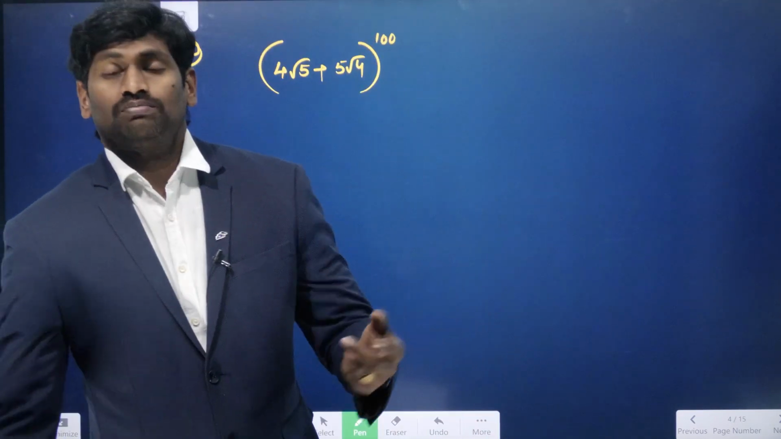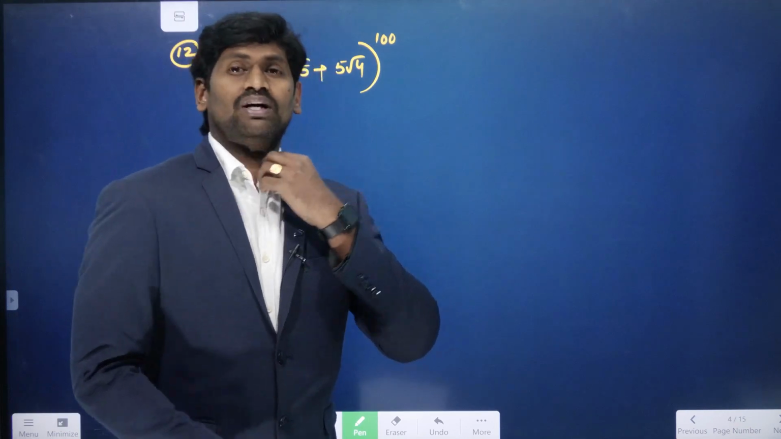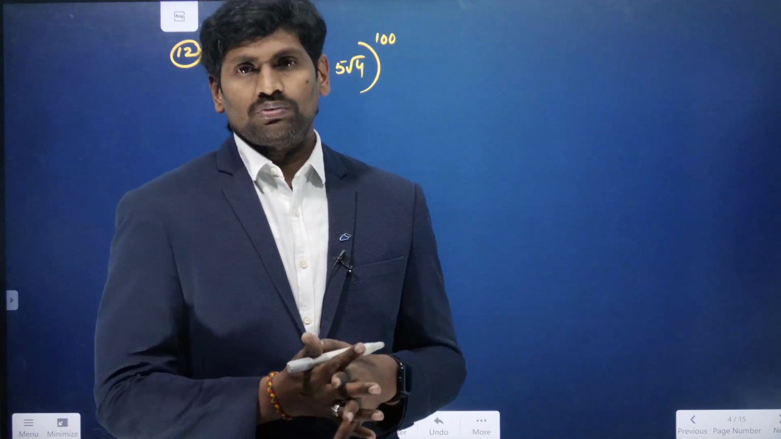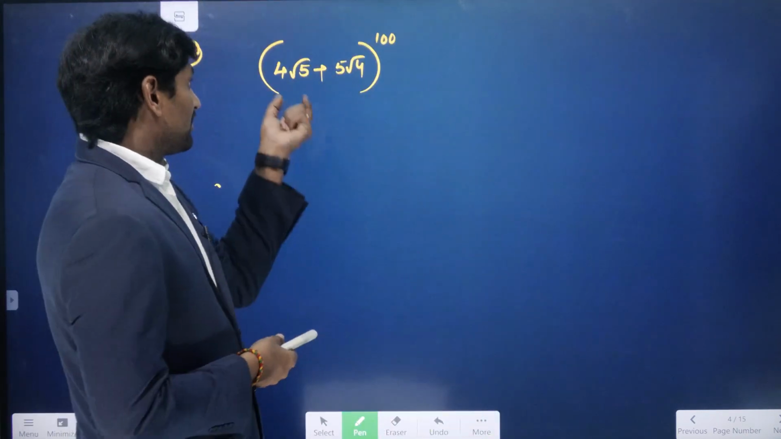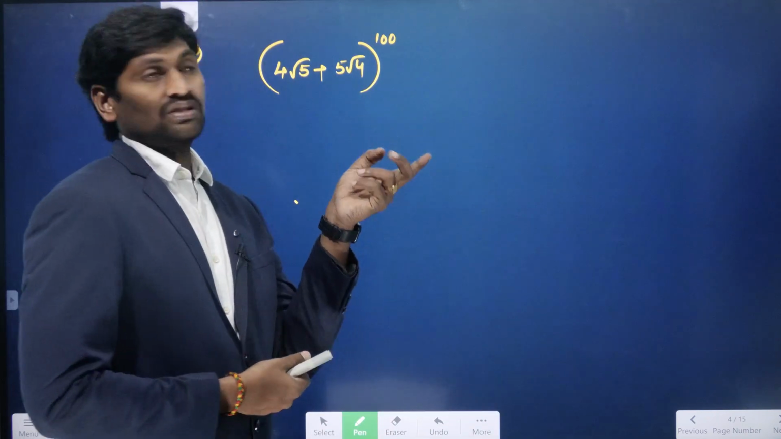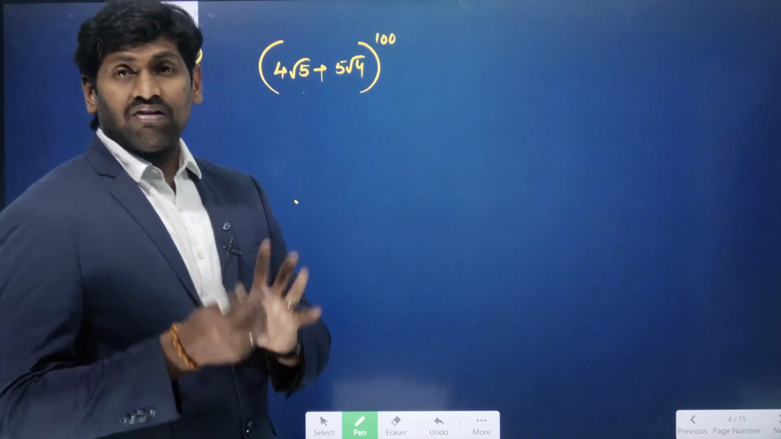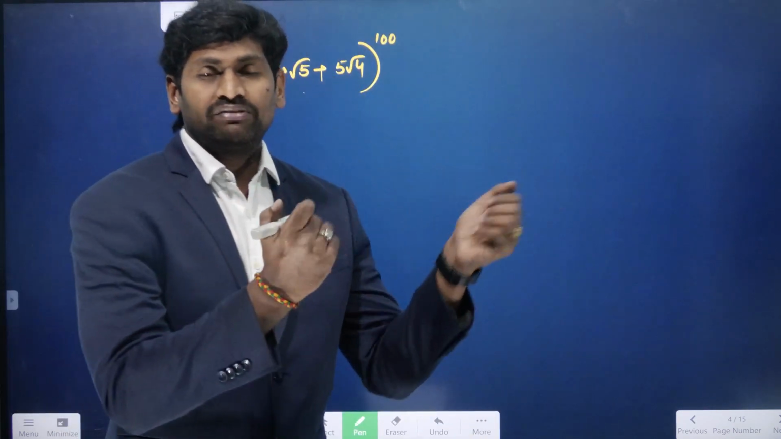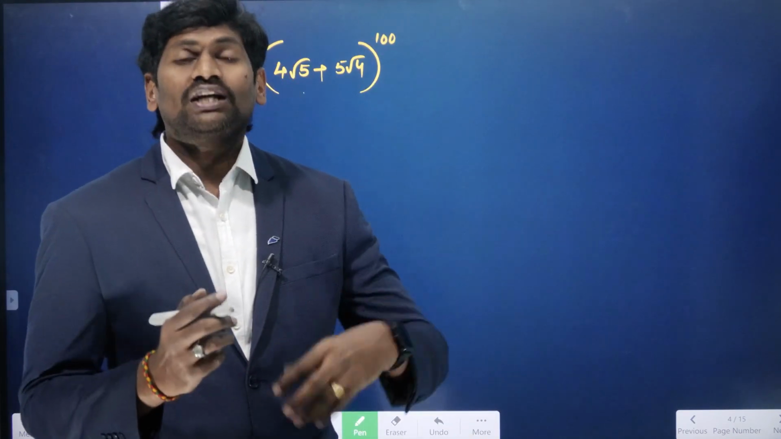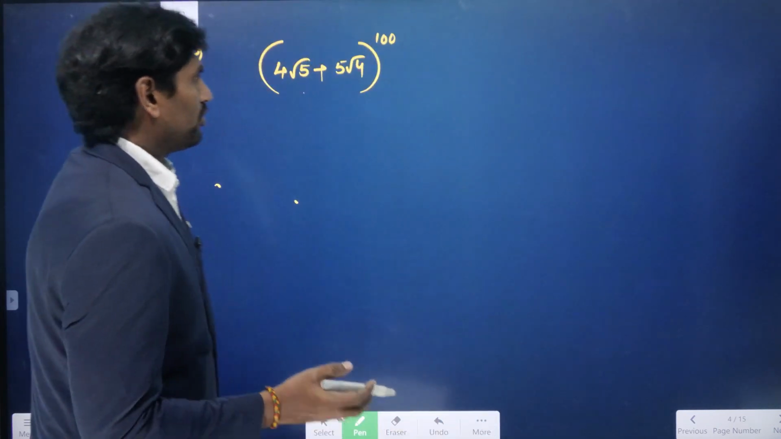Rational term is nothing but the coefficient must be positive, or the entire term must be in the form of p by q, not in an irrational format. Because while you are observing this, the binomial has irrational terms. 4 root 5 is an irrational number, 5 root 4 is also an irrational number. While you are expanding this, there is a chance of getting a rational number somewhere in between. So what is that rational number? That rational term we need to identify.